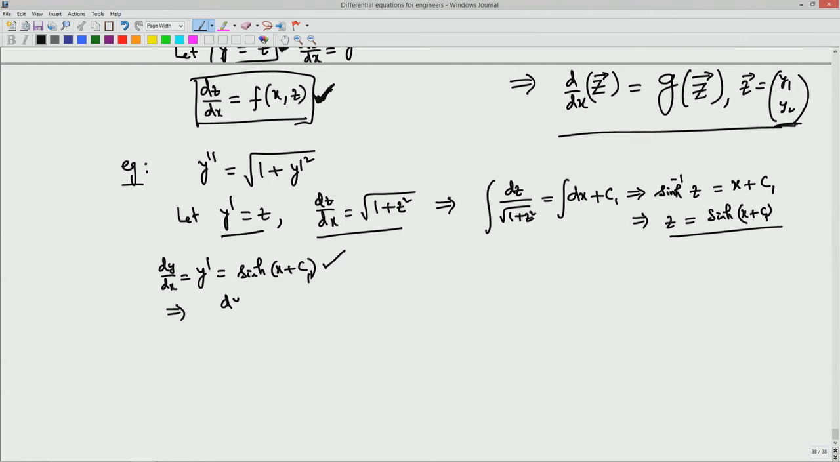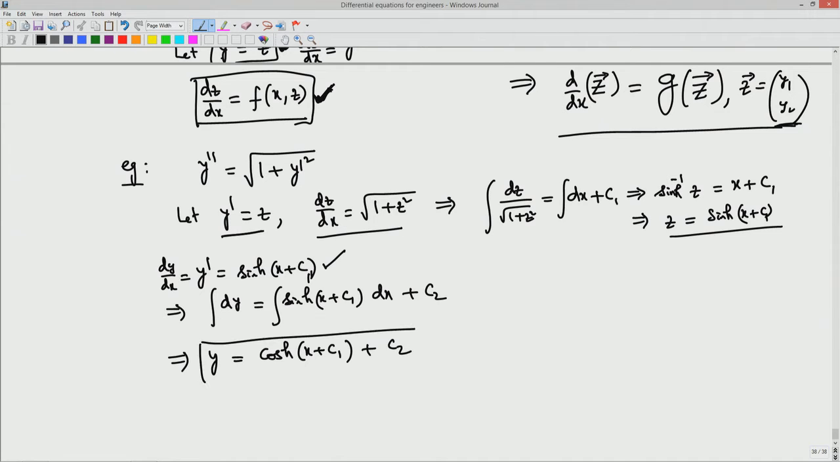So you can write dy equal to sine hyperbolic x plus c1 into dx. The variables are separated, so you can integrate both sides plus c2 arbitrary constant. So this will give me y equal to cos hyperbolic x plus c1 plus c2. So this is your general solution of the second order equation, with two arbitrary constants. You can easily see two arbitrary constants, c1 and c2.